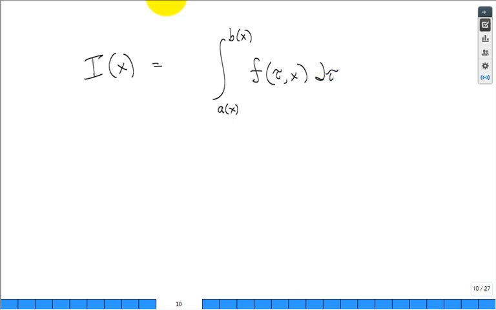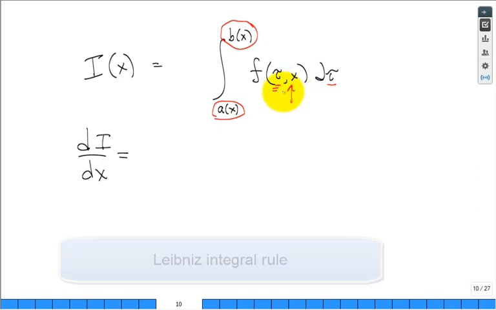And if you wanted to get the derivative of I with respect to x, you have to realize that the lower limit in this integral could be a function of x, and the upper limit is a function of x. And the integrand not only has a dummy variable that's being integrated, but could also be a function of x. This is the most complex that I know of.